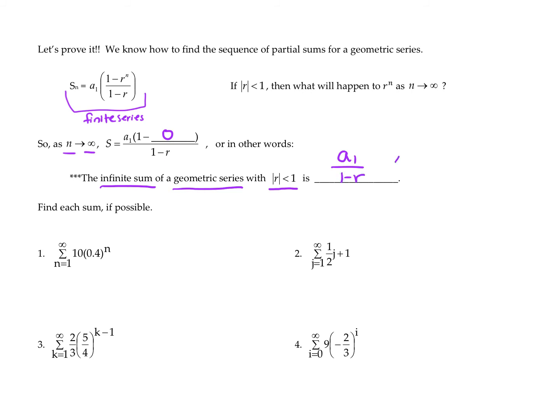So again, this is only for an infinite geometric series. So that means you're summing to infinity, versus a finite, you're summing to a number. Okay, so that's kind of the way to differentiate between those two formulas.